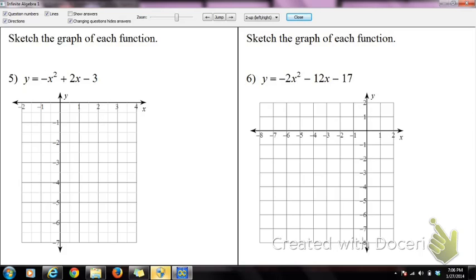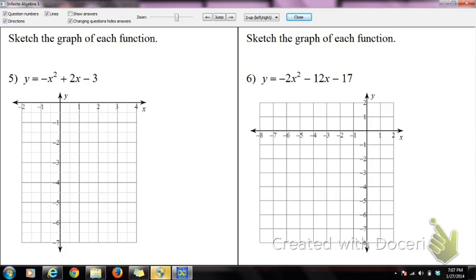I'm going to show you how to graph two quadratic functions that we went over in class today. These are the ones that I assigned for you to do at home. So we'll look at number 5 and number 6. Just to make sure you're on the right track, you can check with what you got.